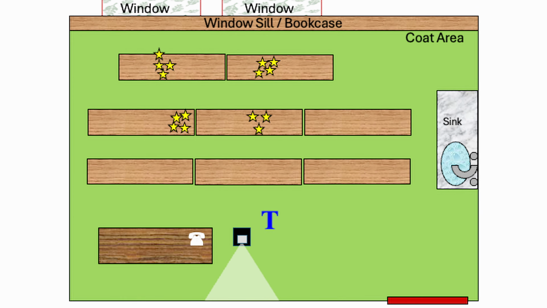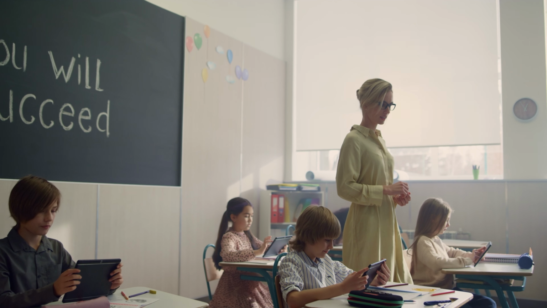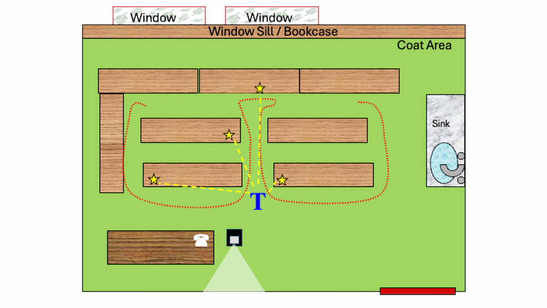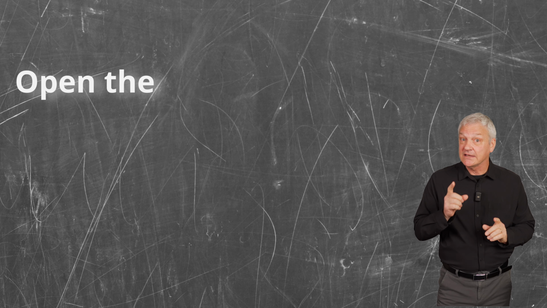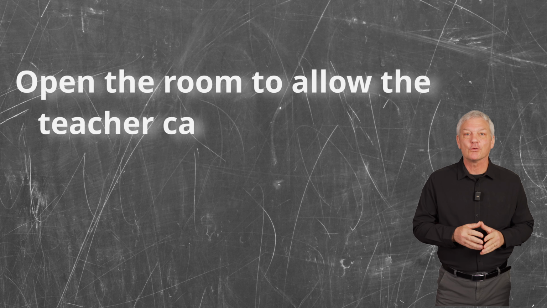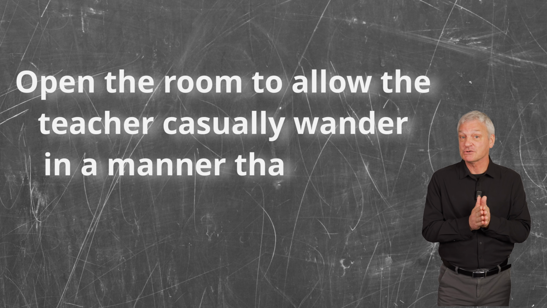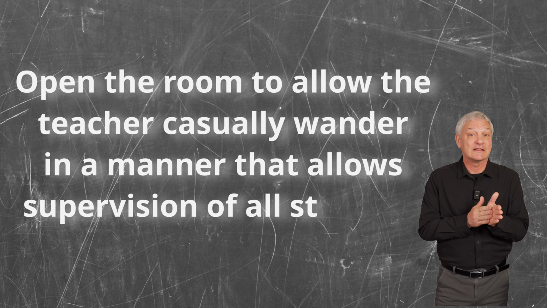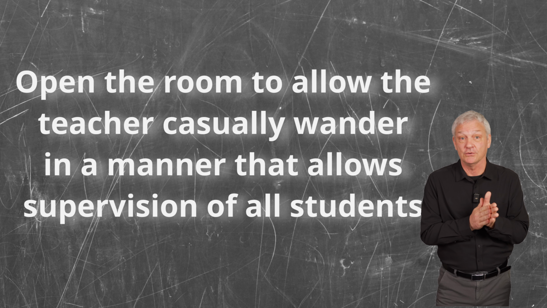Some basic consideration of the table placement can create a space in which the teacher can easily move about the room. In this new arrangement, the teacher can place students in need of more assistance in the back row and still have easy access for frequent interaction. The key again is to open the room to allow the teacher to casually wander in a manner that allows supervision of all students, with additional attention to some.